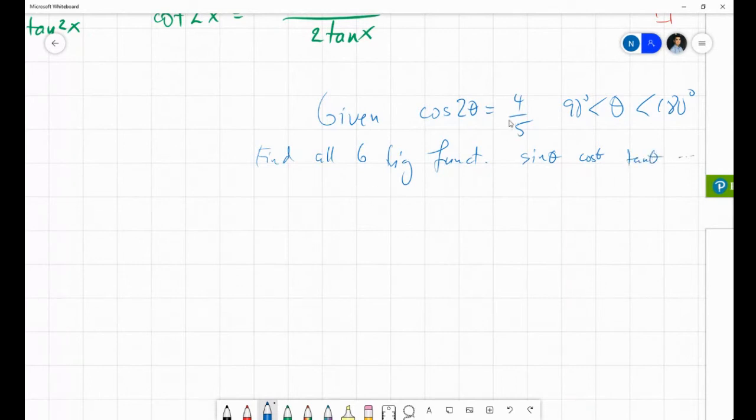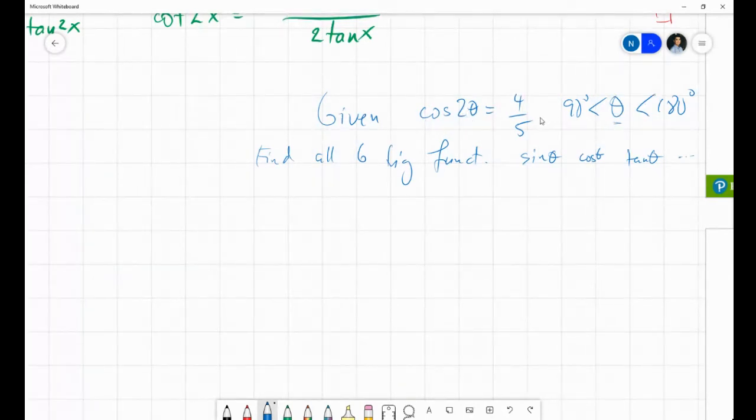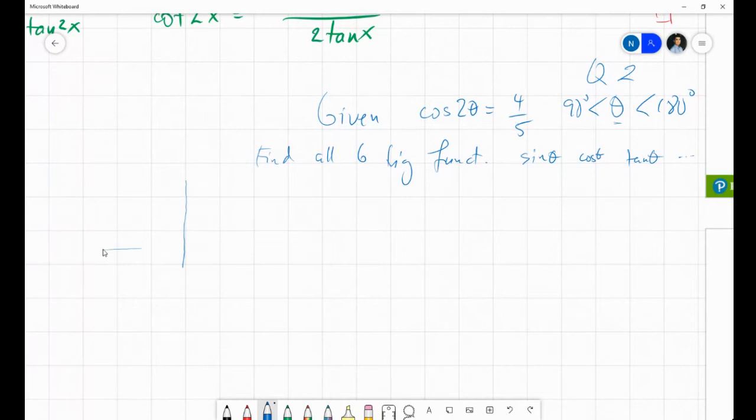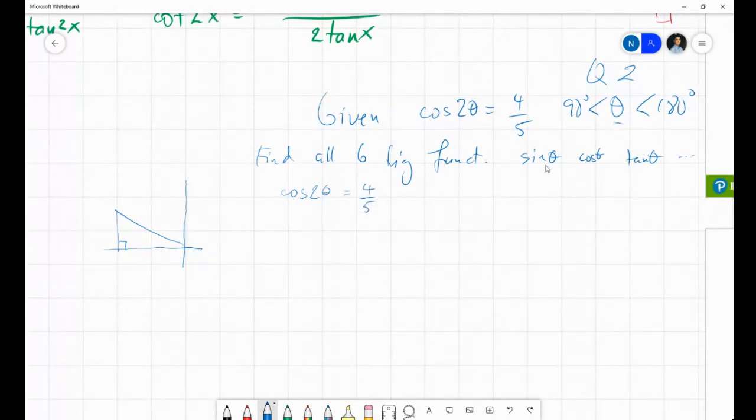Okay, so now let's figure out what theta is equal to. We can do that with the following. If cosine of 2 theta is equal to 4/5 and theta is from 90 to 180, that means it is in quadrant 2. So let's draw our triangle here. We have it in quadrant 2. Now, since I know that cosine of 2 theta is equal to 4/5, I can find out what sine and cosine are equal to, depending on which formula I use.